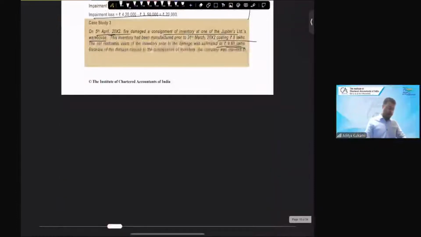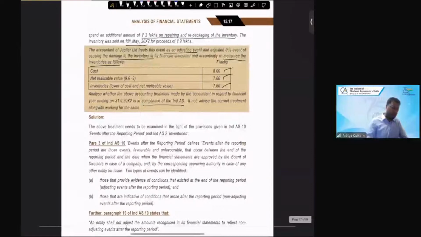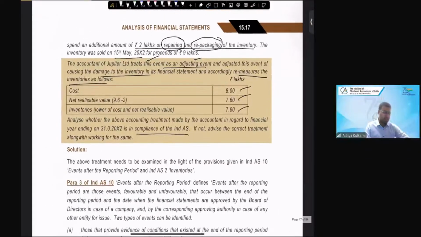On 5th April 20x2, fire damaged a consignment of inventory at one of Jupiter Limited's warehouses. This inventory was manufactured prior to March 20x2, costing 8 lakh rupees. Net realizable value was estimated at 9.6 lakhs. Because of the damage, the company was required to spend an additional 2 lakhs on repairing and repackaging the inventory. Inventory was sold on 15th May for proceeds of 9 lakhs. The accountant of Jupiter treats this event as an adjusting event and adjusted this event of damage in its financial statements, and accordingly remeasures the inventories as follows: cost, NRV, inventories at lower of cost or NRV. Analyze whether the accounting treatment made by the accountant is in compliance with the Ind AS. If not, advise the correct treatment along with working for the same.